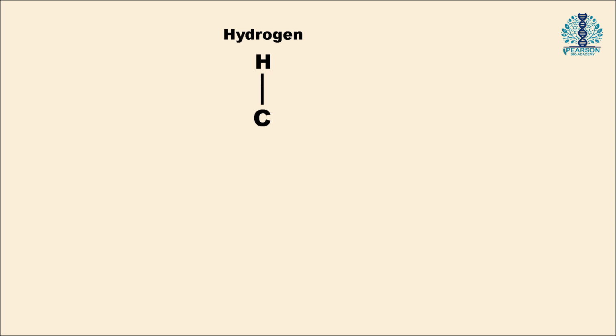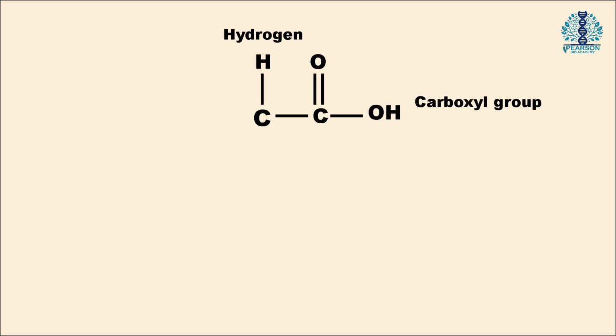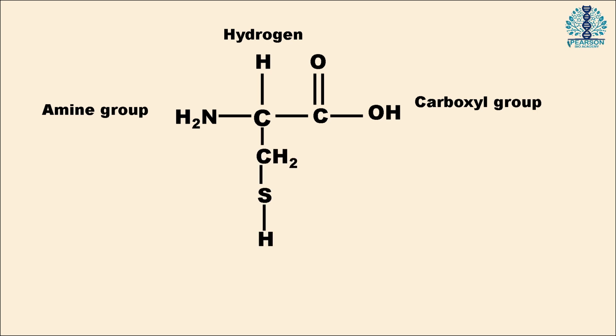Let's break it down step by step. First, at the center you have a carbon atom. Attached to this carbon are a hydrogen atom, a carboxyl group, an amine group, and finally the R group, which can vary depending on the amino acid.